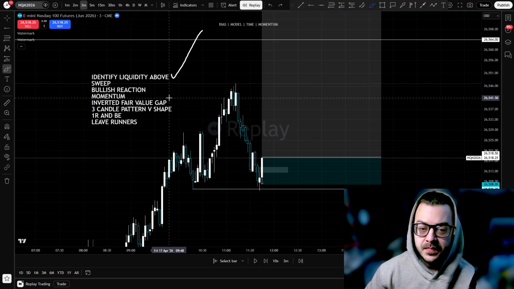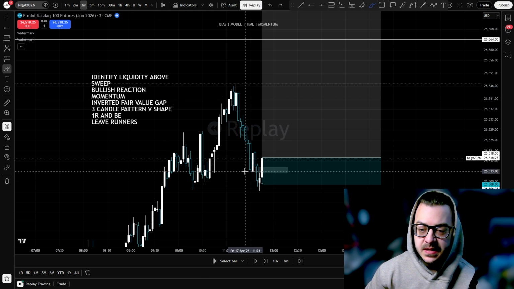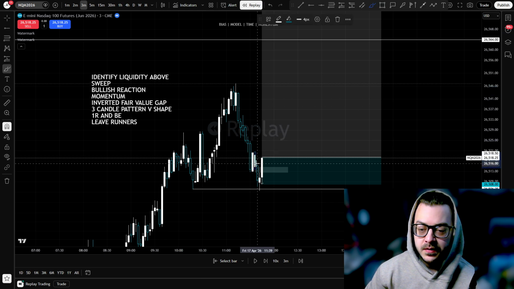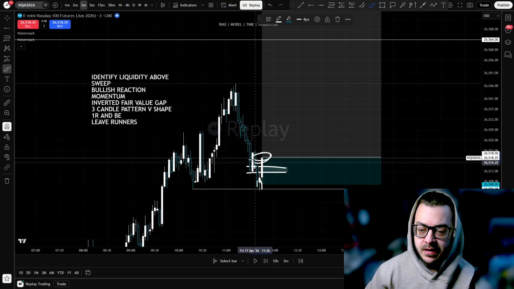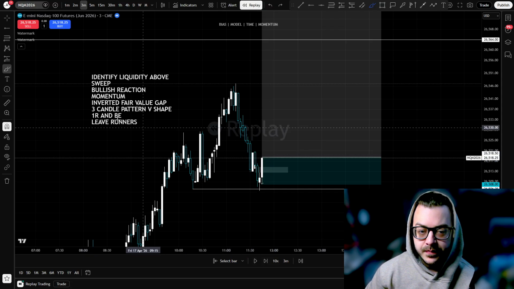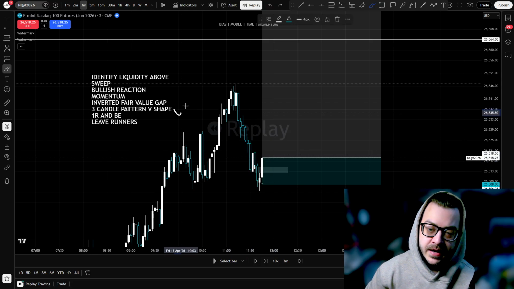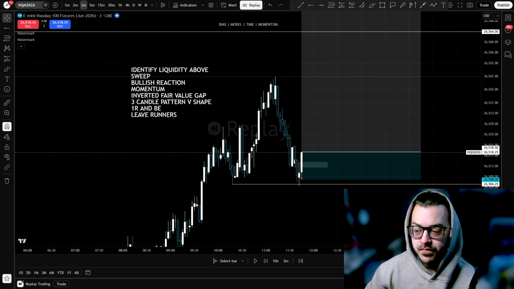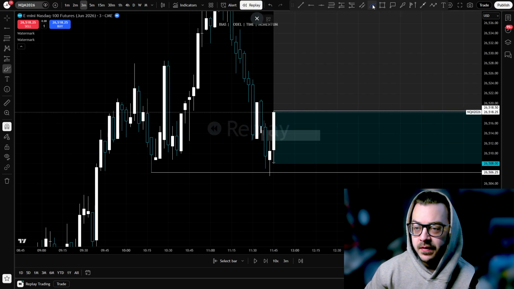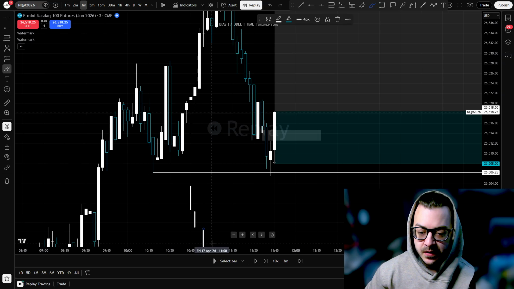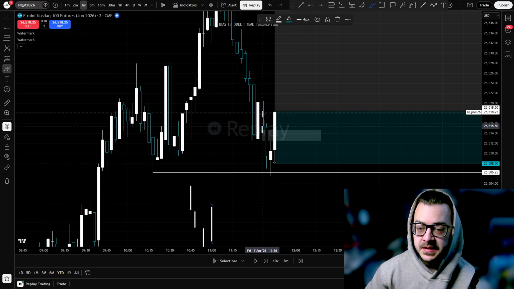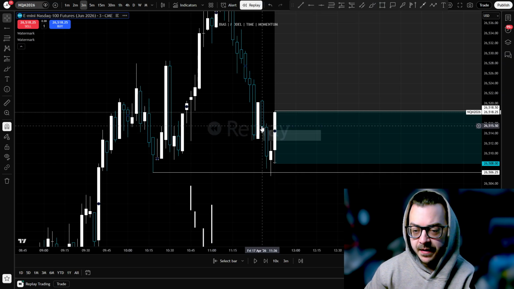Really good momentum. We've got an inverted fair value gap. You can see we've got a fair value gap here. 1, 2, 3 candle pattern, and then we create the gap, and then as you can see we invert it and close back above it. And then we've also got ourselves this 3 candle pattern V shape, which is when you create a gap like this. 1, 2, 3 candles, and then you instantly inverse it on the next one. Exactly like this one right here.